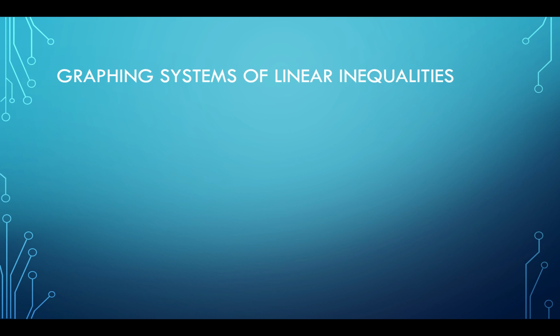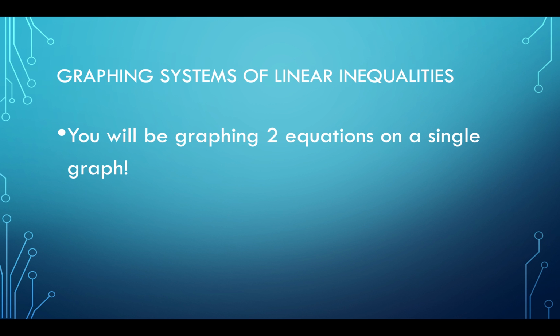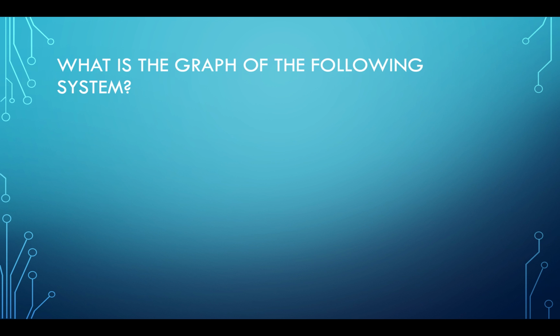And now we're going to go ahead and graph systems of linear inequalities. What that means is we'll be graphing 2 equations on a single graph. So basically you're going to have to plot 2 lines on one graph. So over here I'm going to give you the graph of the following system. We have y is less than 2x minus 3 and 2x plus y is greater than 2.